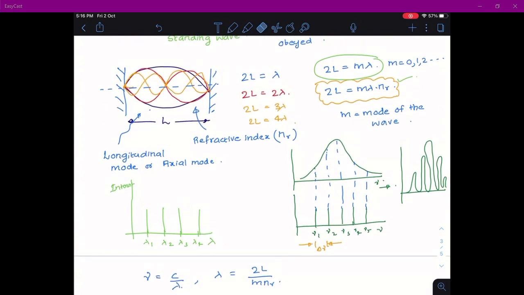sorry, there is a mistake here. This is actually, nr should come at the left hand side. nr 2L into m lambda.